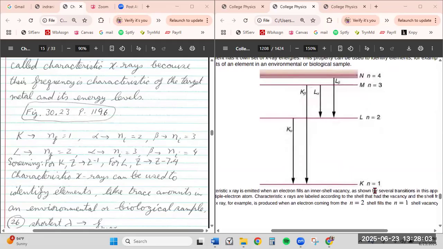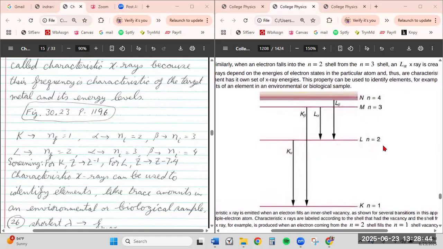If the excited atom falls back to the ground state, n equals 1 state, then those X-rays which are emitted constitute the K series. So you see K alpha here and K beta there. K alpha is the X-ray produced when the atom makes a transition from n equals 2 to n equals 1 state. K beta corresponds to transition from n equals 3 to n equals 1.